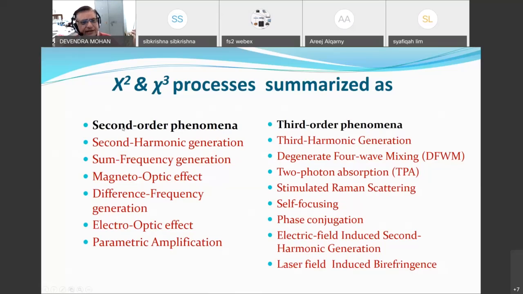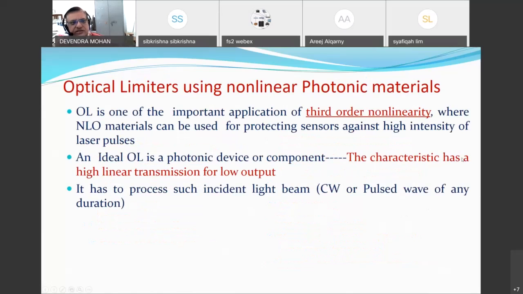Based upon that, we have certain phenomena which I have penned down. Second order phenomena gives us the second harmonic generation, as we were looking into the previous slide, that we get the new color, and sum and difference frequency generation, magneto-optic effect, electro-optic effect, and parametric amplification. And in case of third order susceptibility, third order phenomena, we get the third harmonic generation, degenerate four-wave mixing, two-photon absorption, stimulated Raman scattering, self-focusing, phase conjugation, electric field induced second harmonic generation, laser field induced birefringence, and so on.